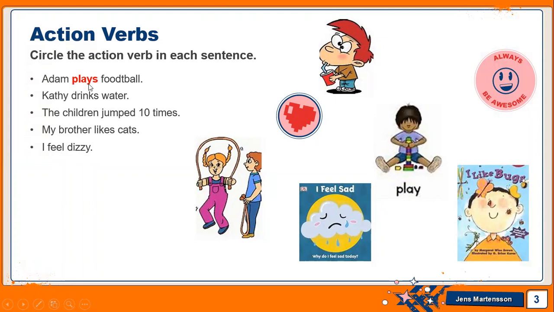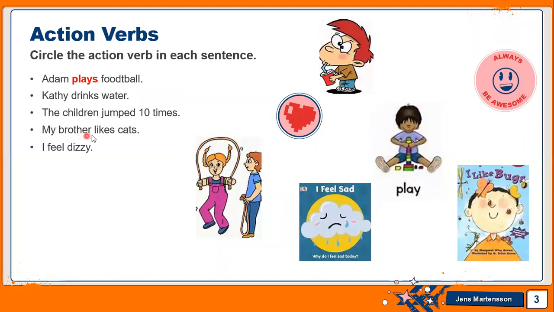I have the first sentence for you solved. So, Adam plays football. The action that Adam is doing is playing. So, plays is the action verb. Let's look at the second sentence. Kathy drinks water. Kathy is the person who's doing the action, which is drinking water. So drinks is the action verb. And then, the children jumped 10 times. Jumped is the action verb.